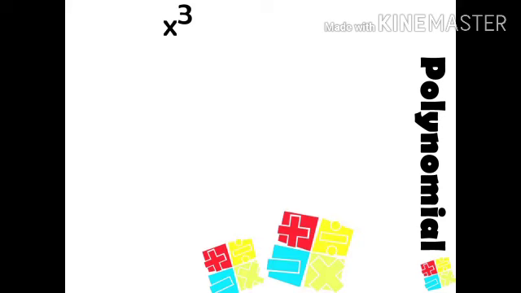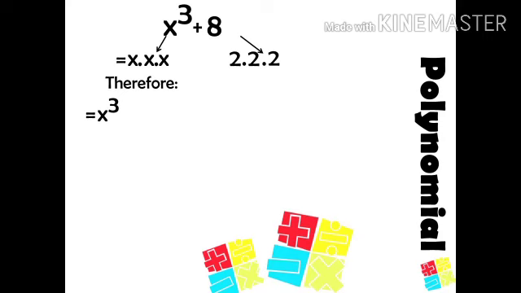Next, we have another example, which is x cubed plus 8. x cubed here is x times x times x. And 8 here is 2 times 2 times 2. Therefore, x cubed plus 8 is equal to x cubed plus 2 cubed.